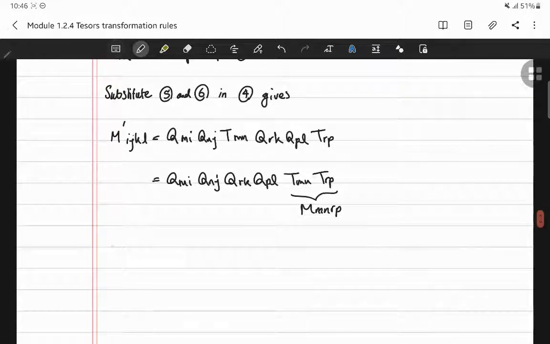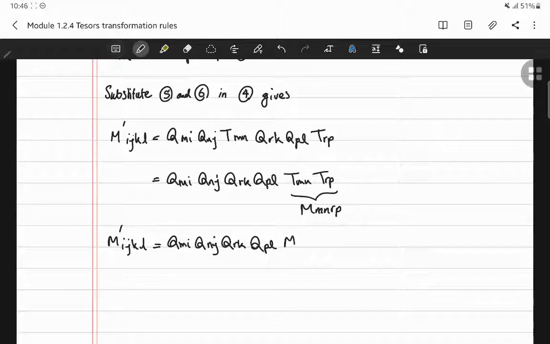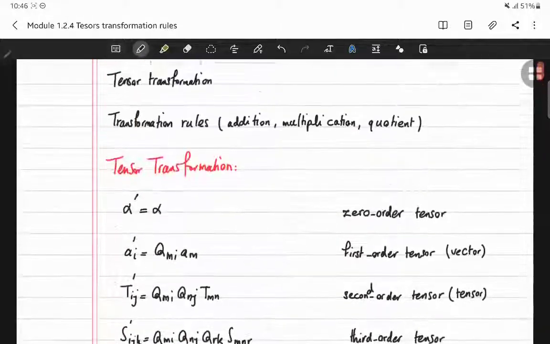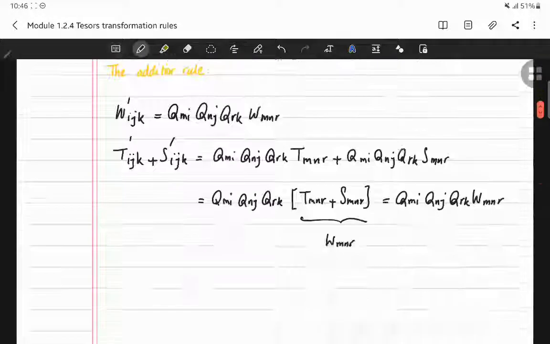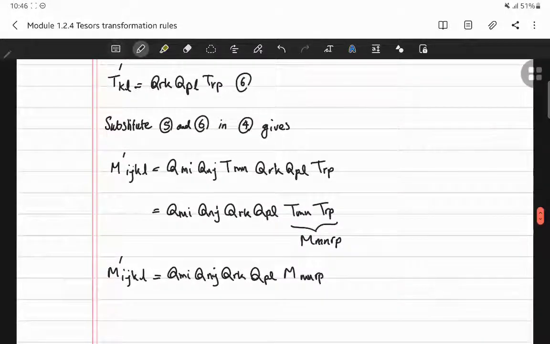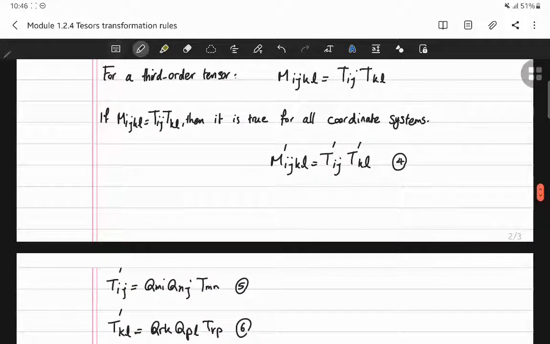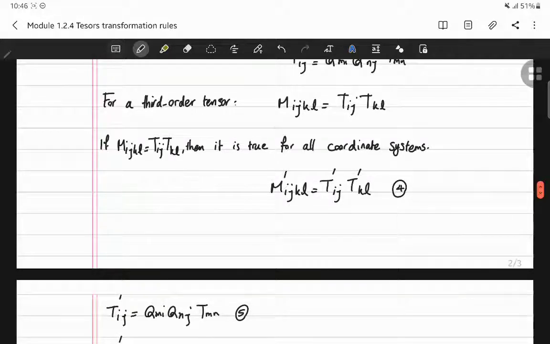And this is equal to M prime I, J, K, L is equal to Q, M, I, Q, N, J, Q, R, K, Q, P, L, M, N, R, P. And this is basically this fourth order transformation, as we already mentioned here. This is a fourth order transformation, so this gives us a fourth order tensor. So the product of two second order tensors is a fourth order tensor.